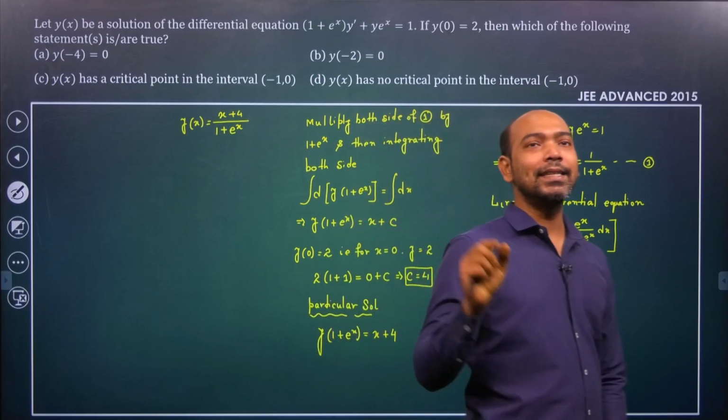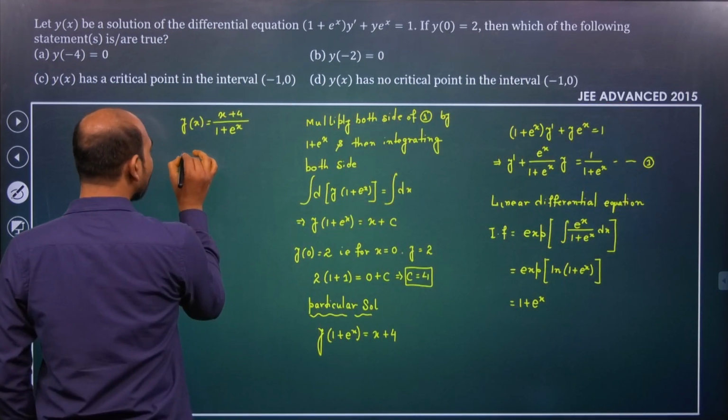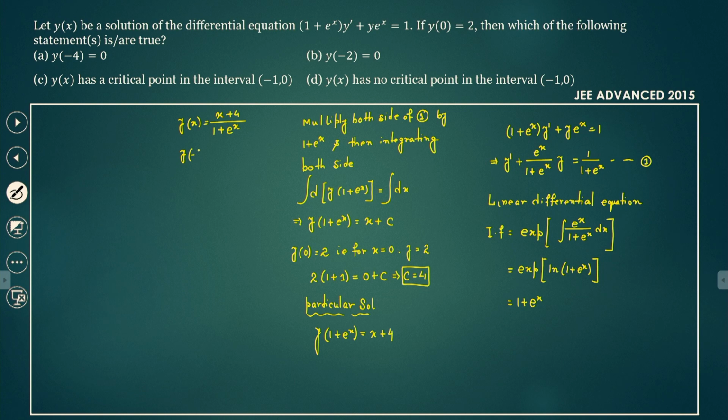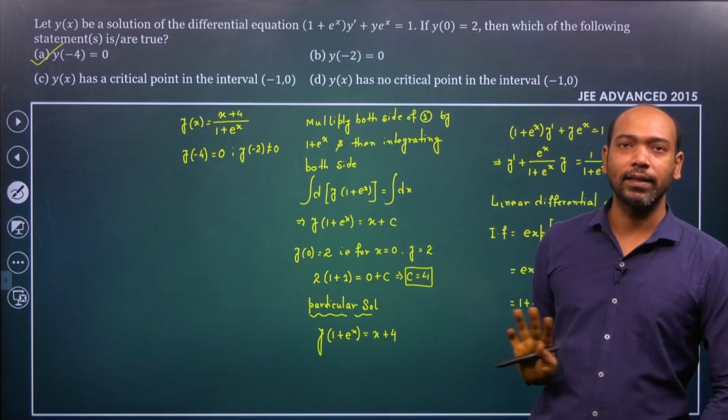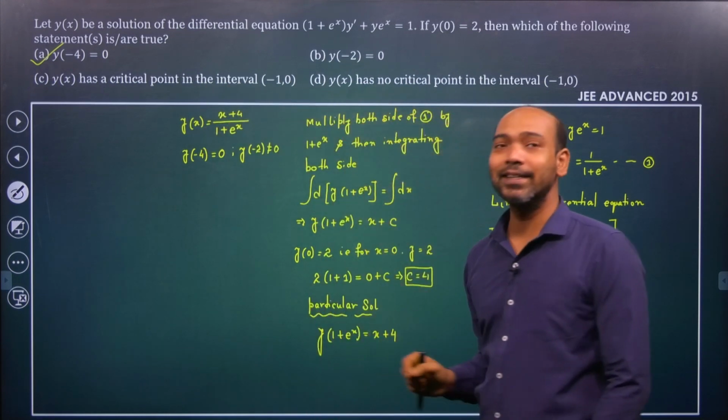Now we can easily test that y of minus 4 is equal to 0. Without finding anything, we can easily understand that y of minus 4 is equal to 0 and y of minus 2 is not equal to 0. So option A is the correct answer, because if you substitute y of minus 2, it's not 0. That's very straightforward.